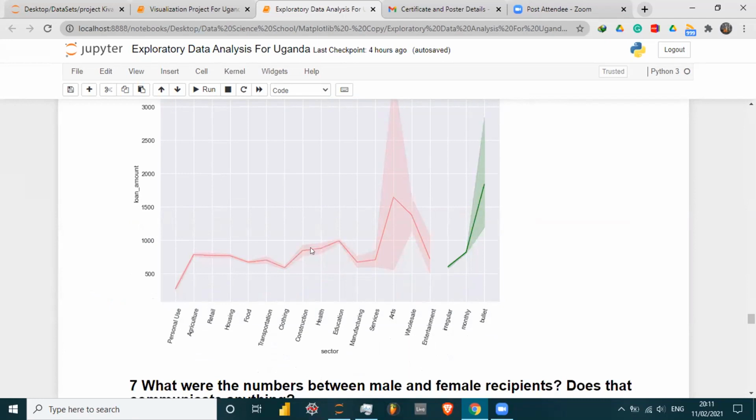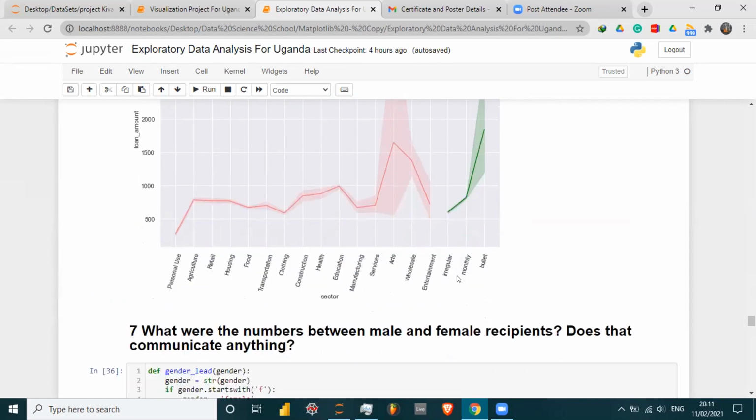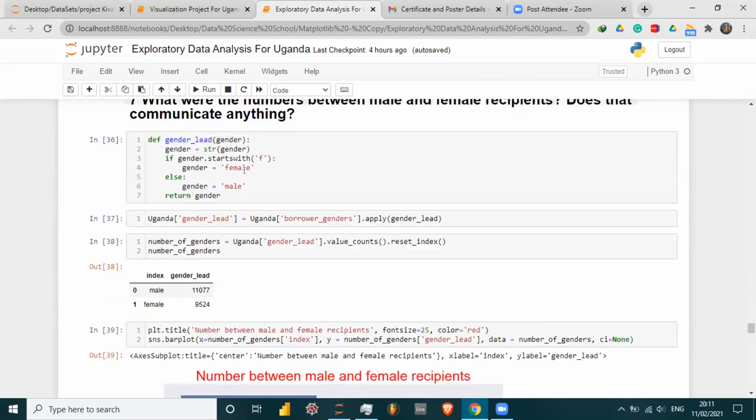The red line is for loan amount, and the green one is for repayment interval. As you can see, the axes have changed here. We have irregular, monthly, and bullet. Then question 7: what were the numbers?